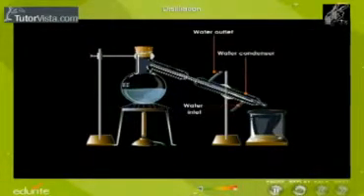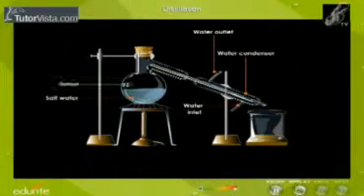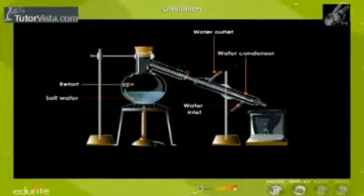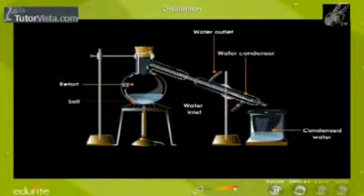The apparatus used for distillation is shown here. Let us see the demonstration. Take some salt water in a retort and heat it till the water gets converted to steam. The steam is collected in the beaker, which is connected to the retort as shown here. The steam condenses into drops of water and the salt is left behind in the retort.